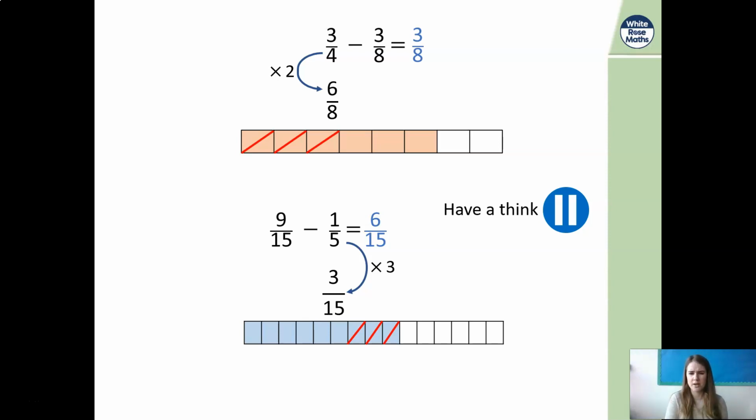So I'm thinking, well, can I simplify it? Well, it's not divisible by 2 because 15 is an odd number. It's divisible by 3. 6 and 15 are both multiples of the 3 times tables. And if I simplified that, that actually gives me 2/5.